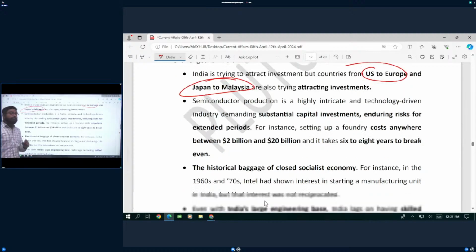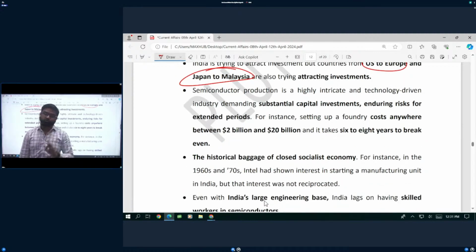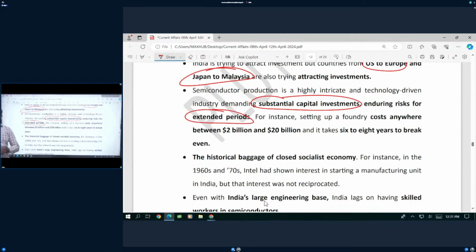Plus establishing a semiconductor facility is very costly. ये सबसे बड़ा चैलेंज है. It requires substantial investment and that too for a very long period. इतना for a new company or a small company affordability नहीं है. Example के तौर पे, to set up a foundry, मतलब a manufacturing unit, you require around 2 billion minimum to around 20 billion. That too for around 6 to 8 years to only break even. Break even मतलब no profit, no loss. For 6 to 8 years, you require 2 billion to 20 billion to just set up a small unit. It's too costly. Okay, these are highly technical components.